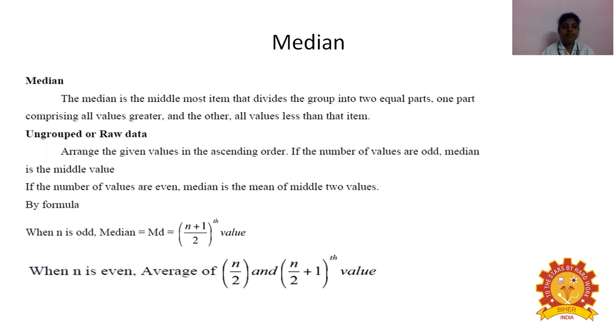By formula, when n is odd, median equals the (n plus 1) by 2 value. Next case, when n is even, median equals the average of the n by 2 and (n by 2 plus 1) value.